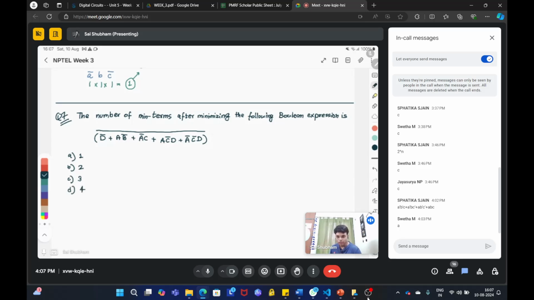Okay. The question is fairly simple. The number of minterms after minimizing the following Boolean expression.